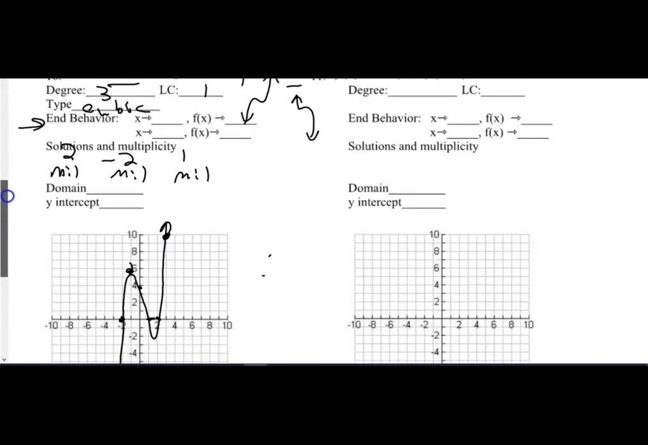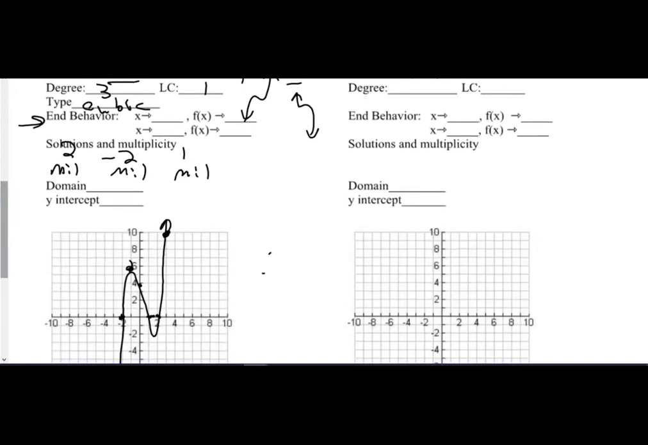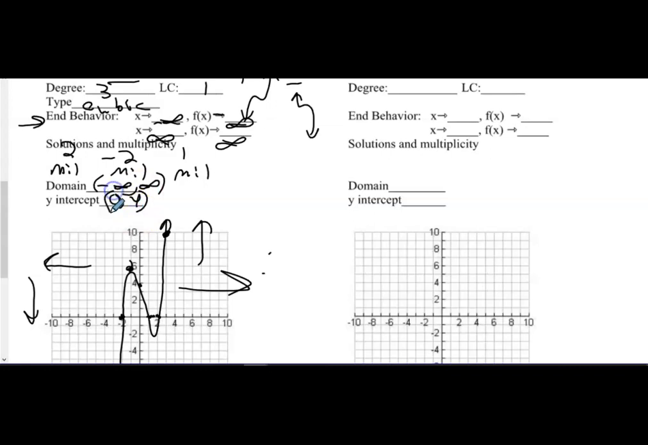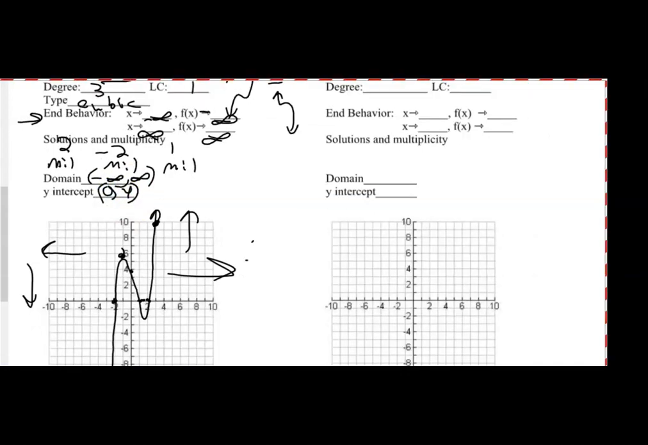So let's go back up and analyze this. Our end behavior. As it is going left towards -infinity, it is going down towards -infinity. As it is going right towards positive infinity, it is going up towards positive infinity. The domain is -infinity to positive infinity, and the y-intercept right off of our table is 0, 4. All right, moving on to the next one.